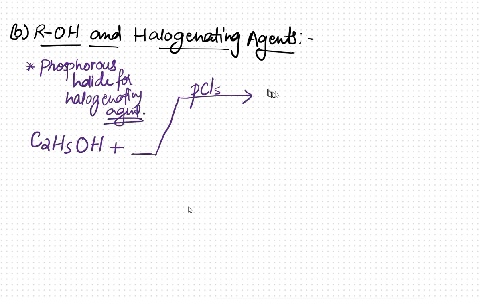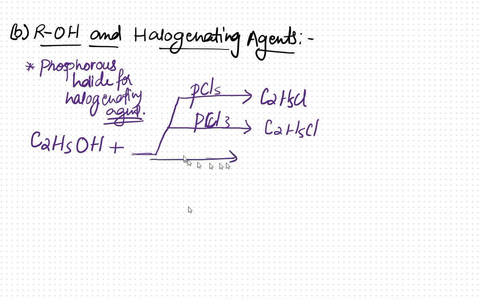And if you react your alcohol with PCl5, you will get your C2H5Cl, your haloalkane, or whatever you're trying to prepare. If you react with PCl3, again you will get your C2H5Cl or your haloalkane. It's as simple as that, guys. Nothing to be scared of, nothing to worry about. Just doing our own thing, just preparing haloalkanes. That is what we are doing right now.